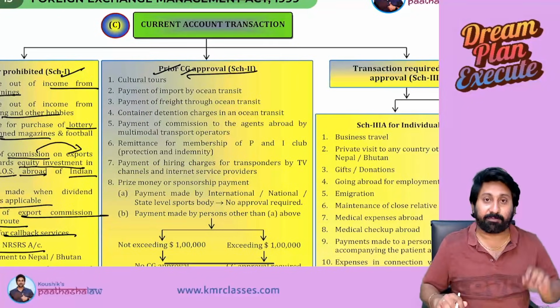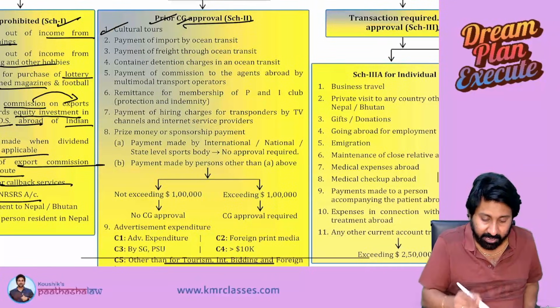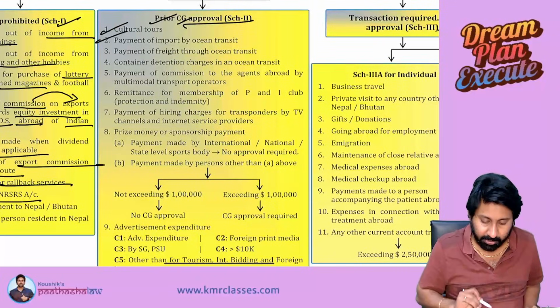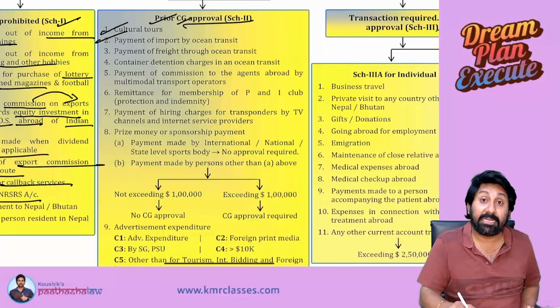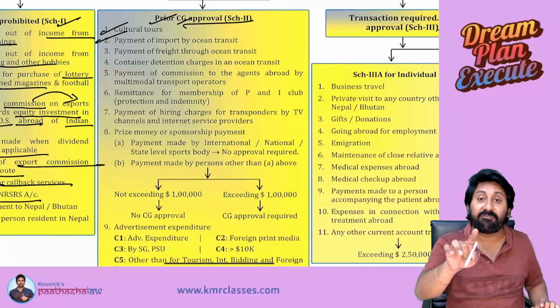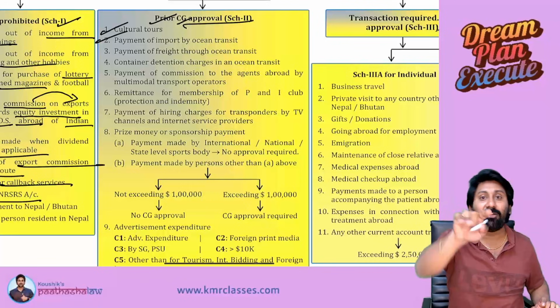Next one, CG approval cases. Means in these cases, prior approval of the central government is required. Number one, cultural tours. Number two, payment of import by ocean transit. First one is what tour? Cultural tours. Foreign travel is different, business travel is different, cultural tours are different.